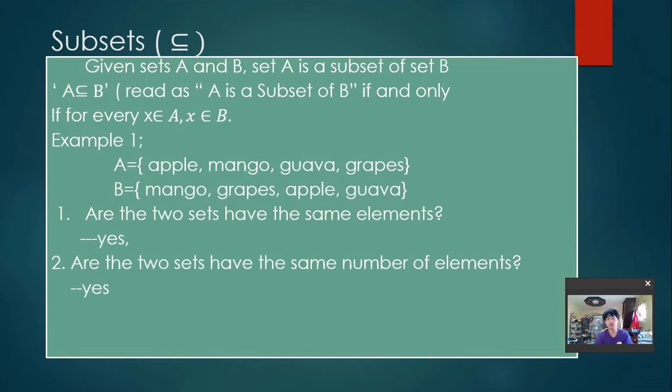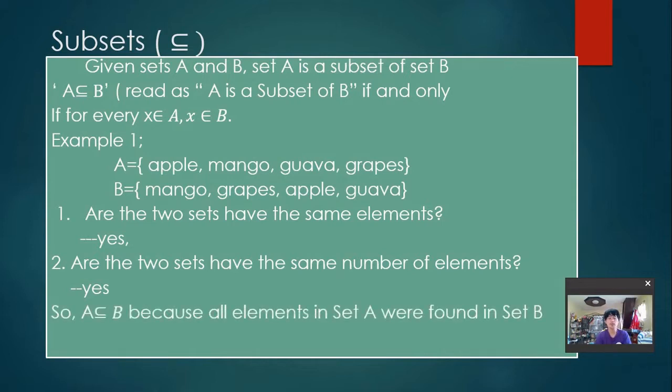Now, we have satisfied the two questions. Their elements are the same. The number of elements is the same also. So our conclusion will be set A is a subset of set B because they have the same elements and the same number of elements. Okay? So for you to understand further, let's proceed to the next example.